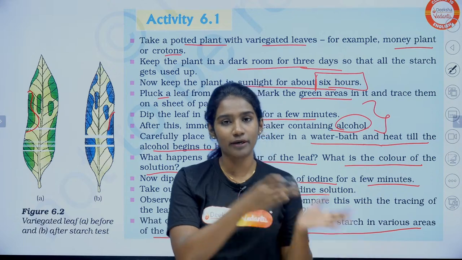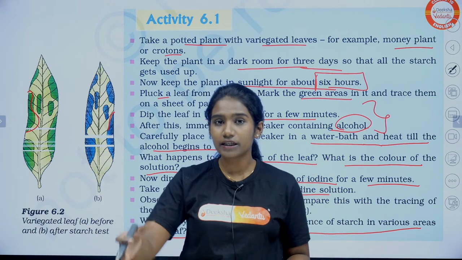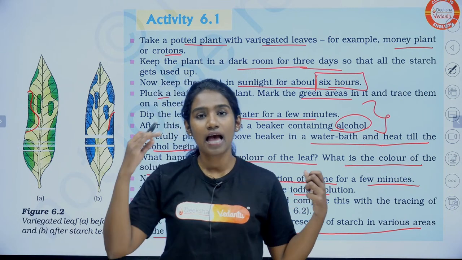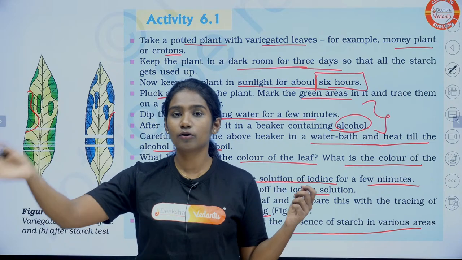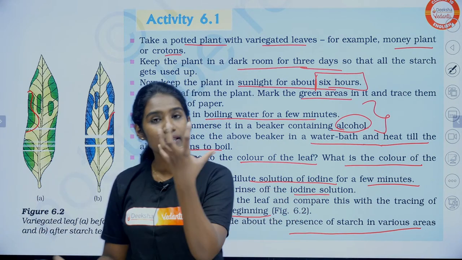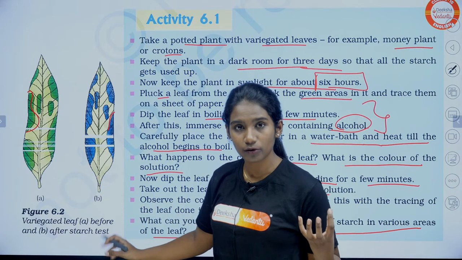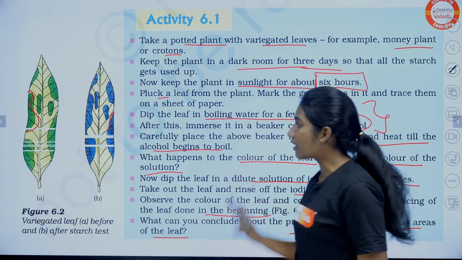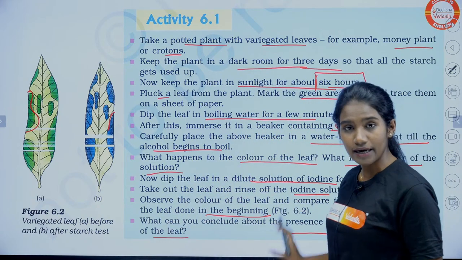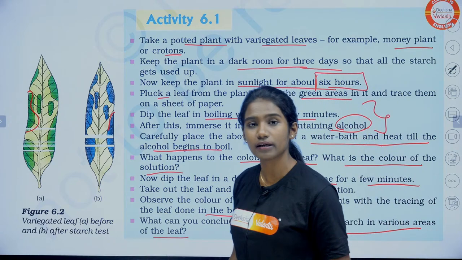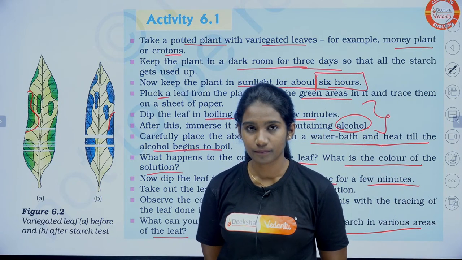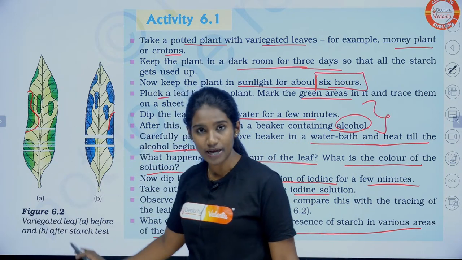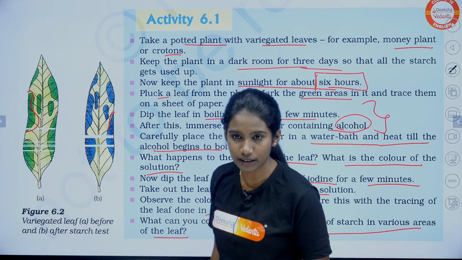And then that solar energy will be converted into chemical energy, and then that energy will split the water molecule. When the water molecule is broken, the hydrogen is released, and oxygen is thrown into the atmosphere, right? And then that hydrogen which is released from the water molecule will reduce the carbon dioxide into carbohydrate. So the conclusion is that this experiment is conducted to show the importance of chlorophyll pigment. That is the conclusion. So wherever chlorophyll pigment was present, over there the photosynthesis has taken place.